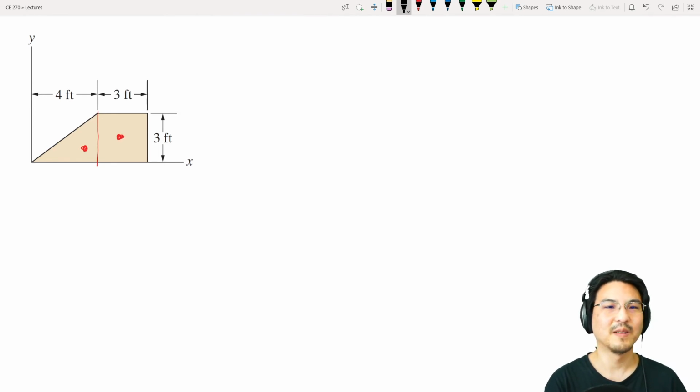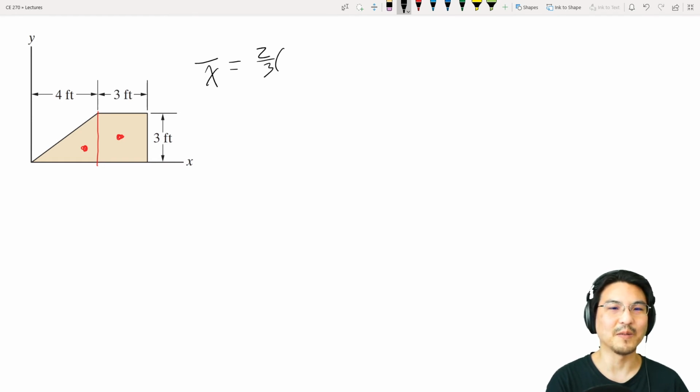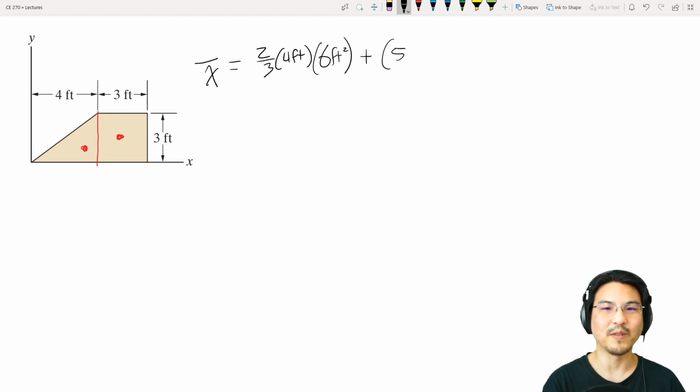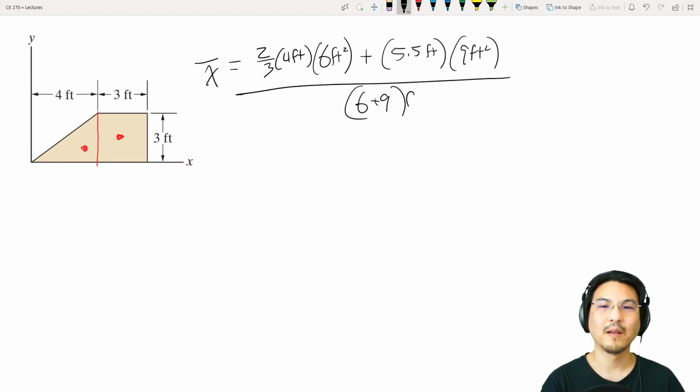So for the x component, where is this? That's 2/3 of the way over, right? 2/3 of 4 feet times the area of the triangle. So 1/2 base times height. So that's 6. Plus, where's this for the square? The centroid of the square. That's 5.5 feet. Right here to here. Times the area of the square, 9. Divided by the total area. Okay, so we got the x component of the centroid.